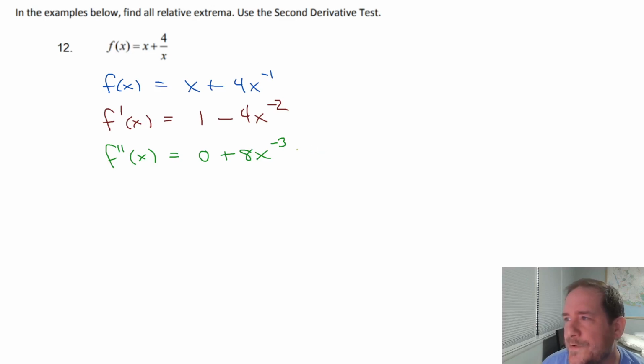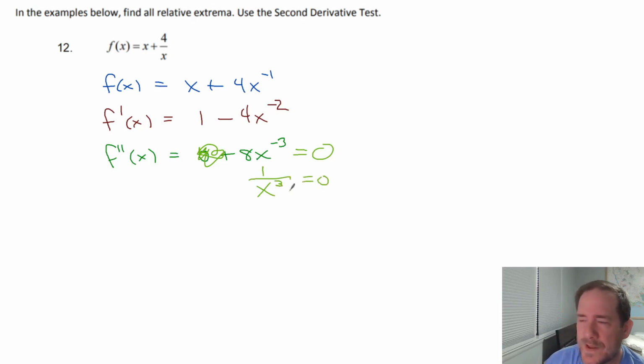I would just set this equal to 0 and solve, trying to find my critical values. The 0 obviously doesn't matter. Dividing by 8 doesn't really matter either. Now this is actually 1 over x cubed equals 0. So the numerator has no zeros, and the only 0 of the denominator is 0. So the only critical value here is x equals 0.